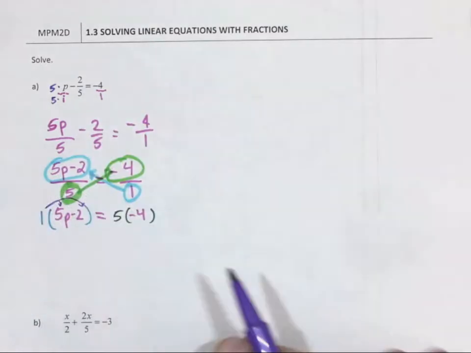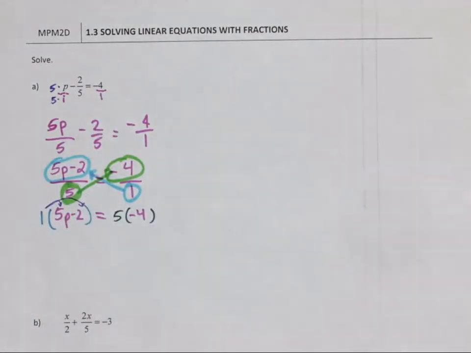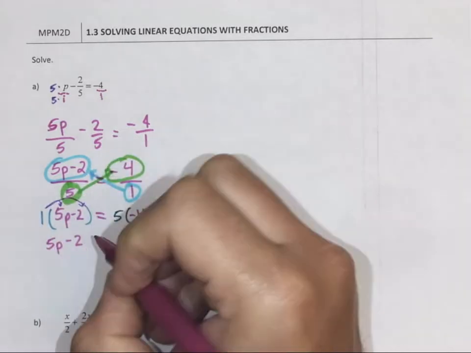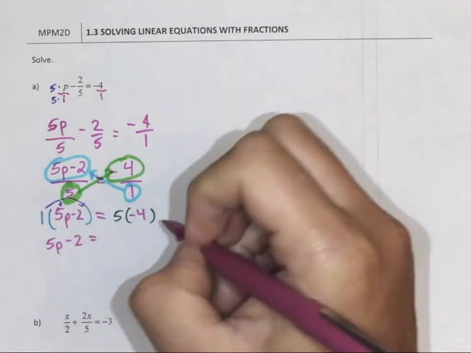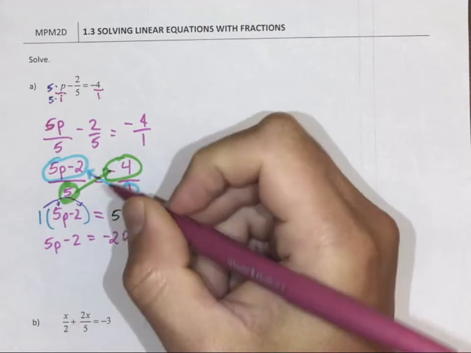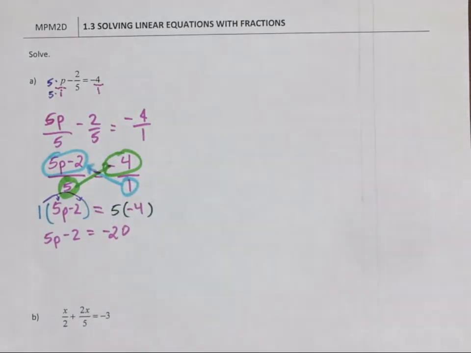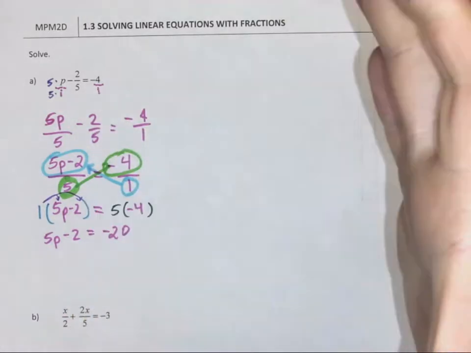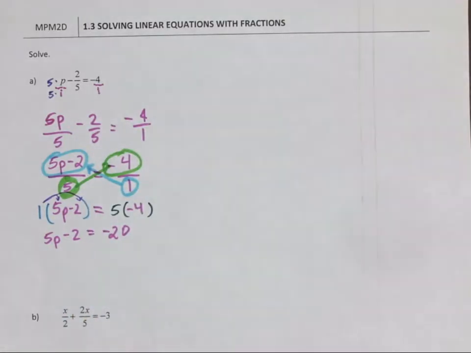Remember that we need to distribute in. Luckily this is a 1, so it's fairly straightforward. 1 times 5p is 5p. 1 times -2 is -2. 5 times -4 is -20. We got rid of fractions. We're not afraid of them, but all we've done is we've made the same numbers bigger so we can talk about it in terms of full numbers.